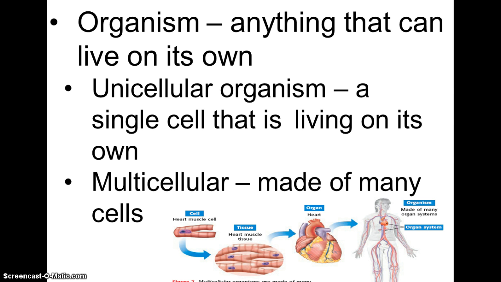There are two different types of organisms. There's unicellular organisms and there's multicellular organisms. A unicellular organism is when there's just one cell and that's it. And so those organisms don't have tissues and organ systems.